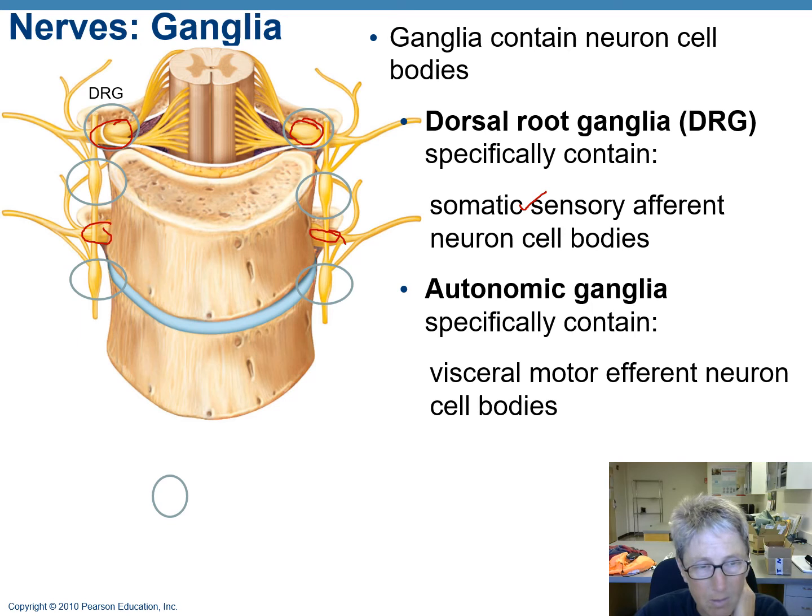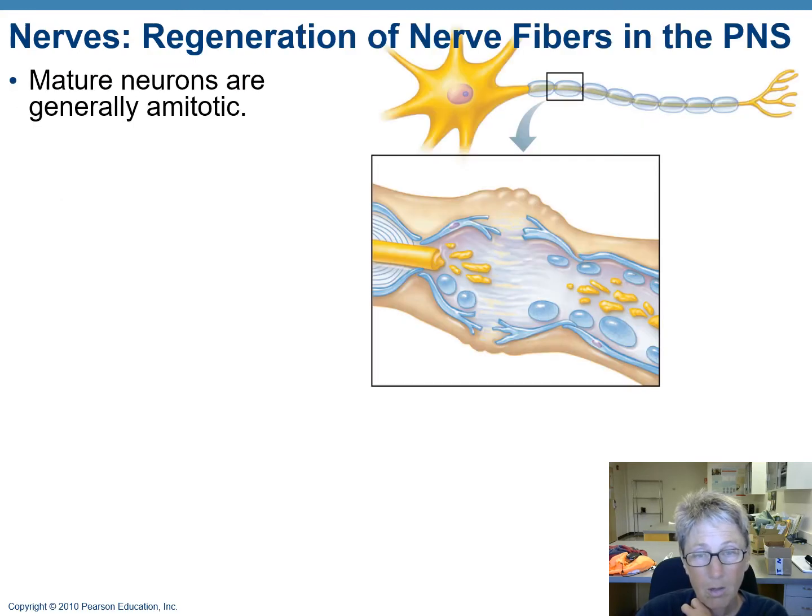These guys here, these are autonomic ganglia. So they're both ganglia, but these are autonomic ganglia. And they contain visceral motor efferent neuron cell bodies. So these are cell bodies of motor efferent neurons that are going to go to the viscera, so the heart, lung, GI tract.